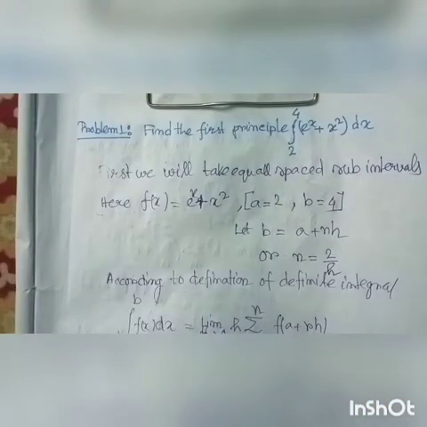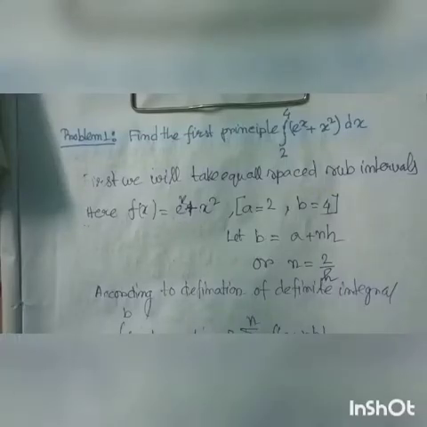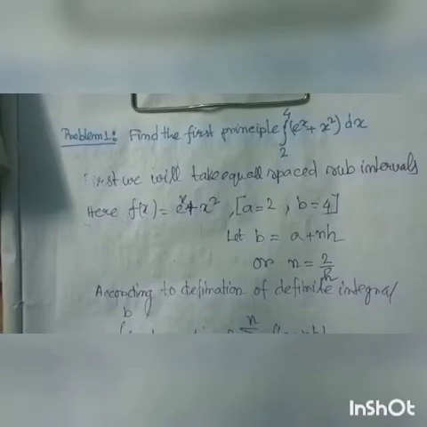So here is problem 1. We have to find, from the first principle, the integration from 2 to 4 of e to the power x plus x square. First we will take equally spaced subintervals. Here f(x) equals e to the power x plus x square, a equals 2, b equals 4, b equals a plus nh, so n equals 2 by h.